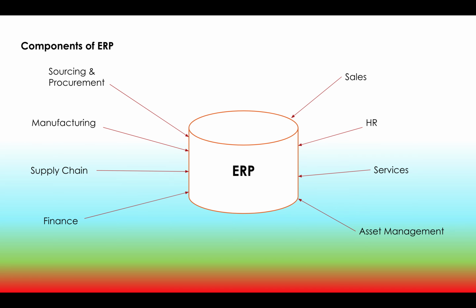Not every ERP system has all these core processes. Some ERP systems contain only sourcing and procurement, sales, and manufacturing, and some contain only finance and supply chain, like that. But an actual ERP system should have all core processes. All these are the important components of an ERP system.